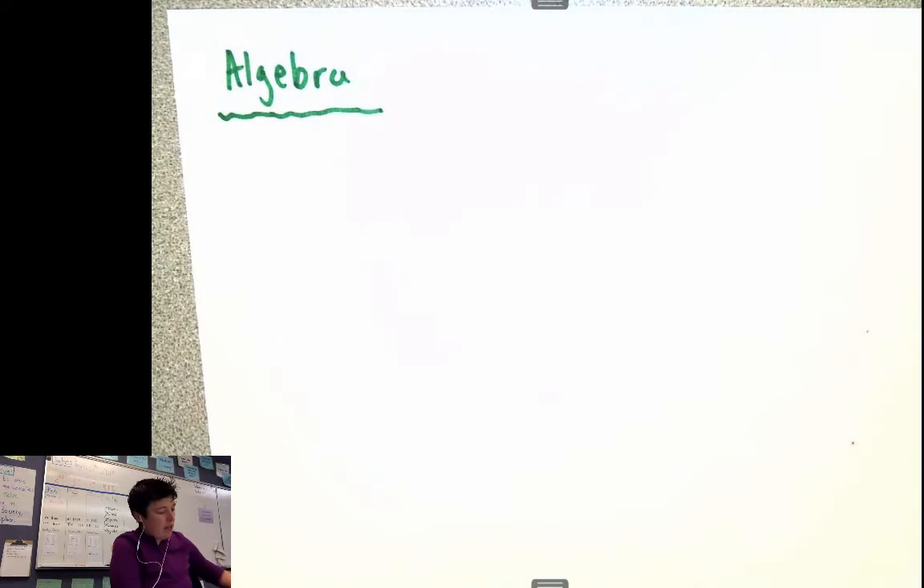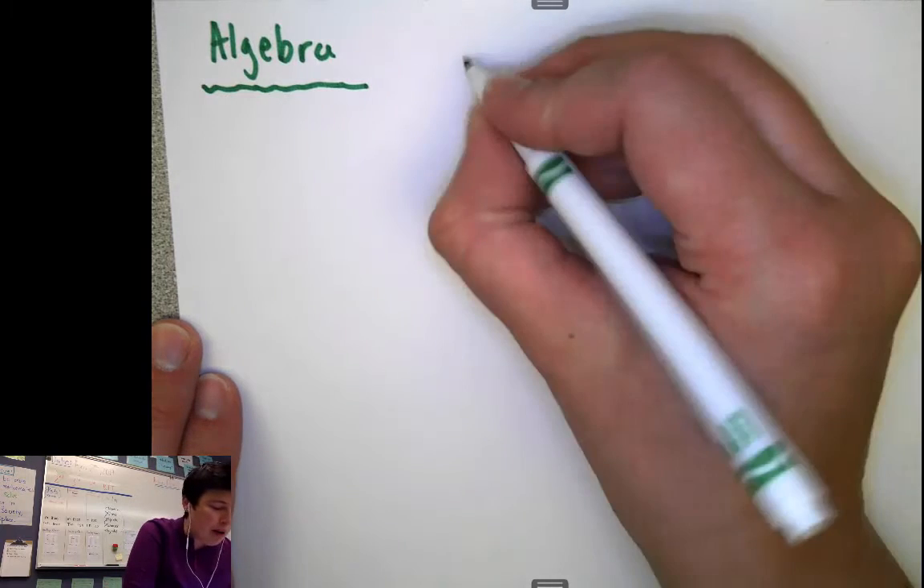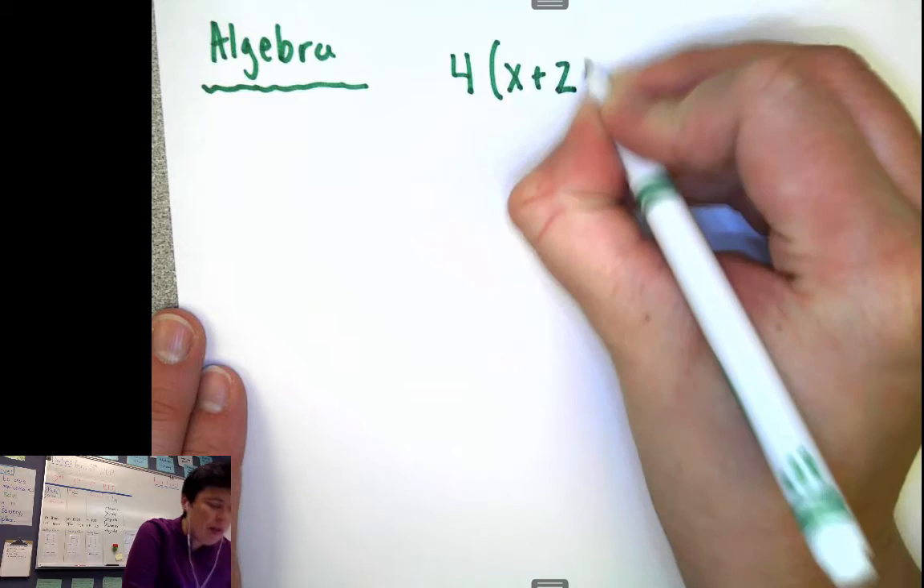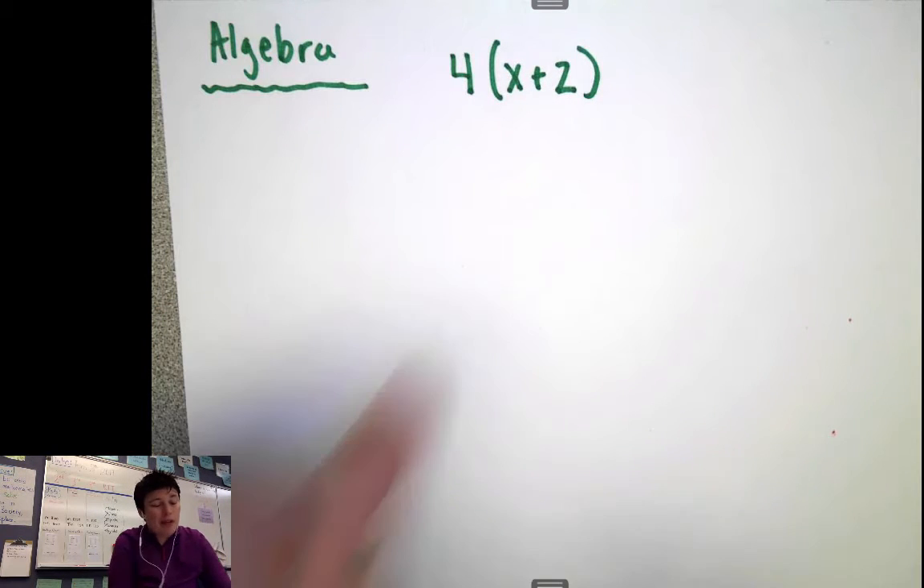What does our problem algebraically look like with distributive property? Well, here is an algebraic problem. 4 parentheses x plus 2. This is distributive property, and we have a variable. We have x. So I don't know what this number is.